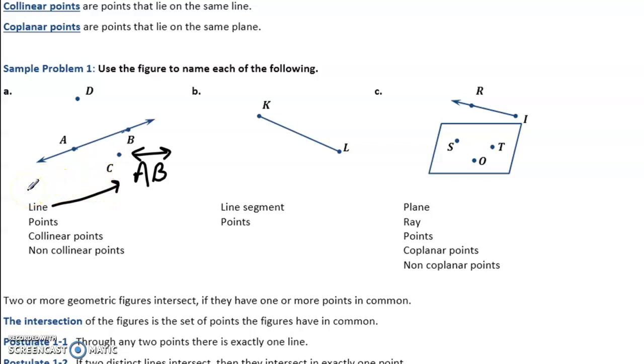Okay, so the line that's been identified in part A, sample problem 1A, is line AB. That's how we would name that. Now there are how many points that have been identified in part A? 4. A, B, C, and D. So we would just list those as A, comma, B, comma, C, comma, D. So 4 points there.